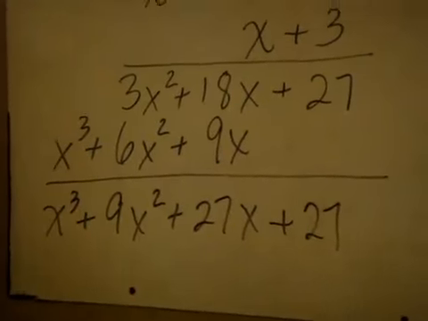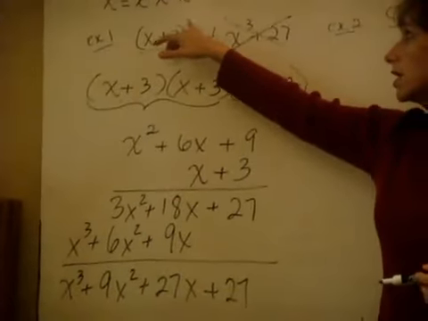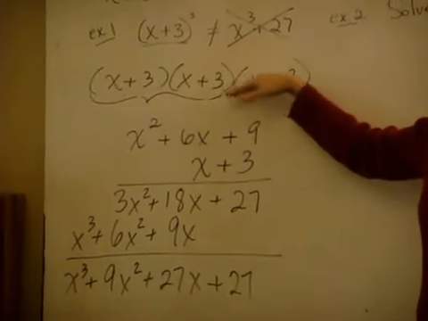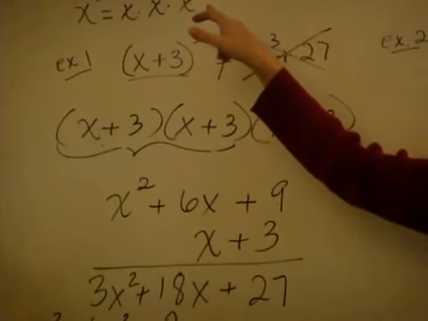The main thing to remember is if you have a sum cubed, you have to take the sum times itself the number of times of the exponent.